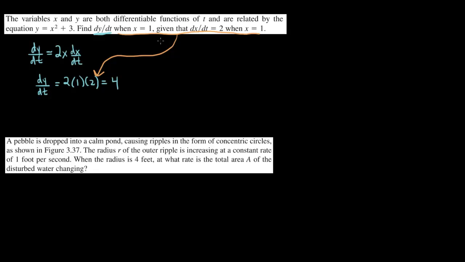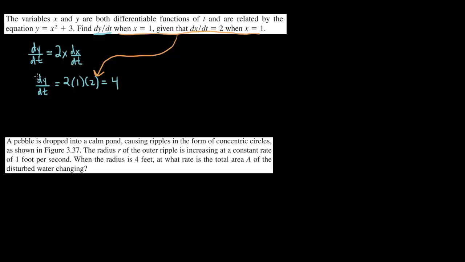So let's make things a little harder. A pebble is dropped into a calm pond, causing ripples in the form of concentric circles. I didn't produce the graph here because it just shows some circles. The radius r of the outer ripple is increasing at a constant rate of 1 foot per second. When the radius is 4 feet, at what rate is the total area of the disturbed water changing?